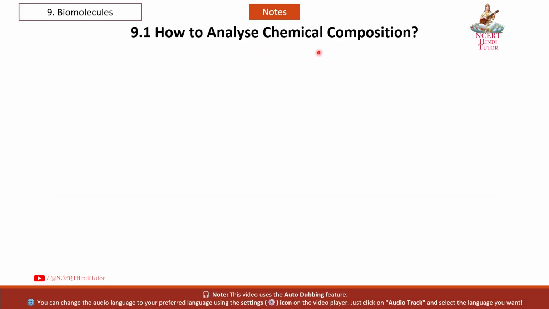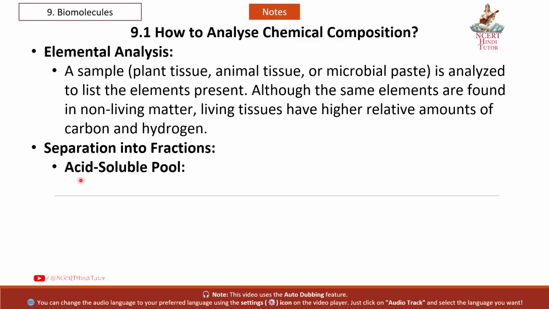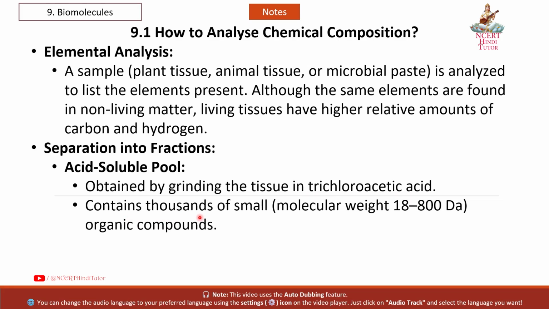9.1 How to analyze chemical composition. Elemental analysis: a sample, plant tissue, animal tissue, or microbial paste, is analyzed to list the elements present. Although the same elements are found in non-living matter, living tissues have higher relative amounts of carbon and hydrogen. Separation into fractions: the acid soluble pool, obtained by grinding the tissue in trichloroacetic acid, contains thousands of small molecular weight, 18 to 800 Da, organic compounds.